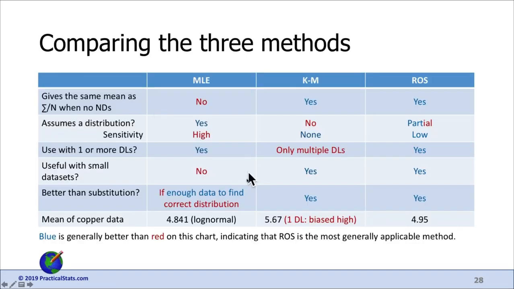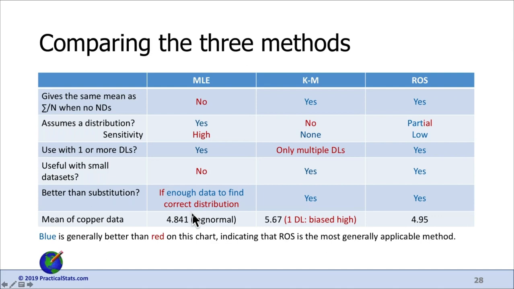So if you compare these methods on this table here, basically blue is good, red's not so good, and the method that has the least red is the ROS. You can see for this copper data, the three means that were computed. You can see that the Kaplan-Meier method is a lot higher. It's biased high because it assigns the detection limit value to all the lowest detection limit data. And it would be a better choice to use one of the other two.